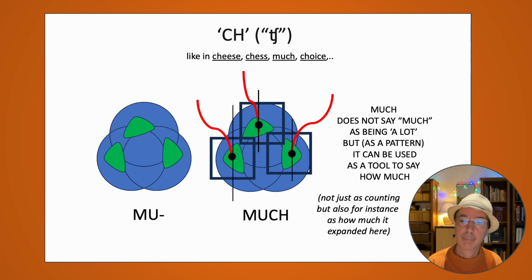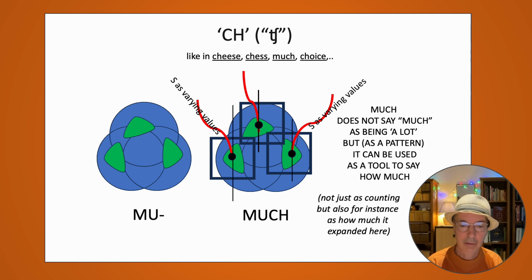So the much on its own doesn't say much about very much, but it is a pattern that is there again in the ch, that can be used as a tool to say, yeah, but how much is this growing? How much is it, and what kind of variations are there again? So what are the varying values there? And that's again the same thing that is happening there.